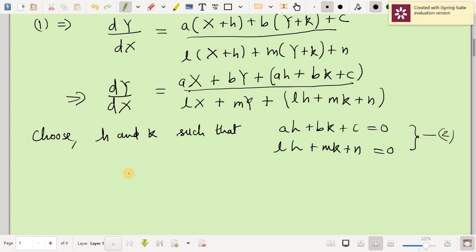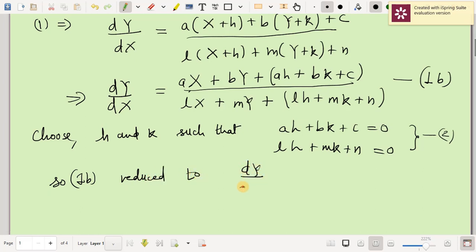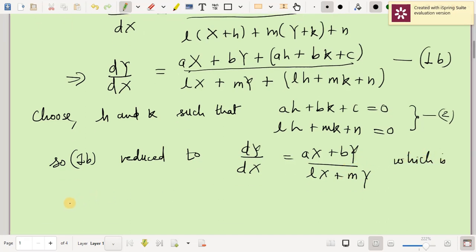So solve 2 to find the values of h and k. Let me call the earlier expression 1b. So 1b reduces to dY by dX is equal to (aX plus bY) upon (lX plus mY), which is homogeneous.